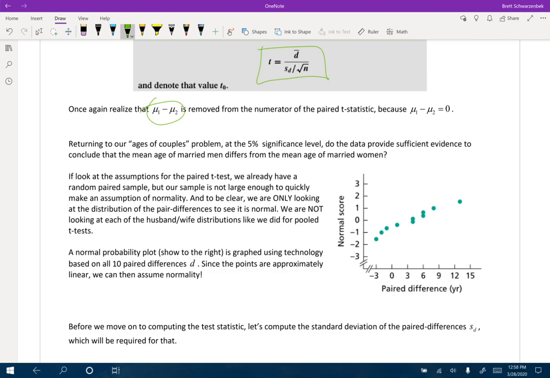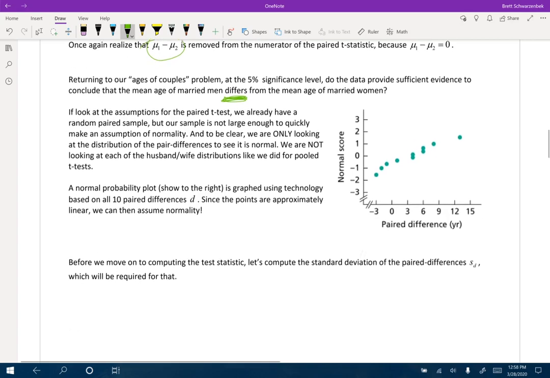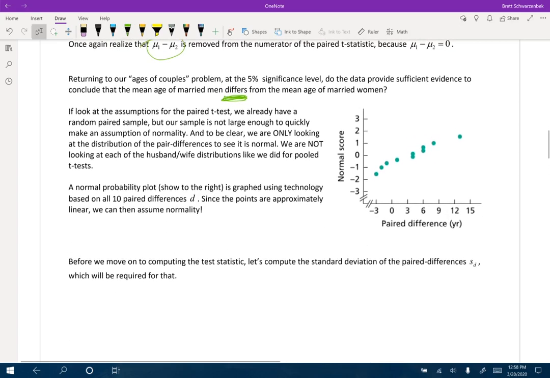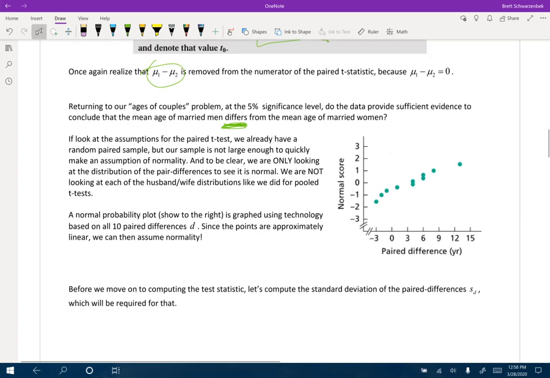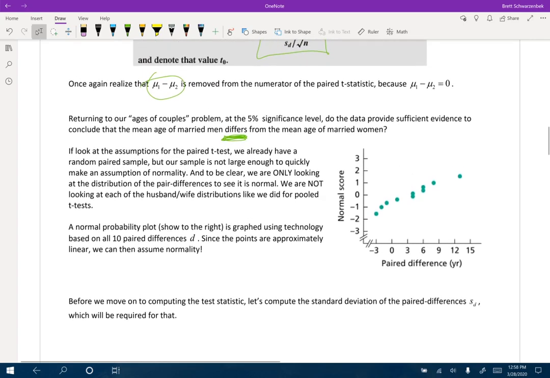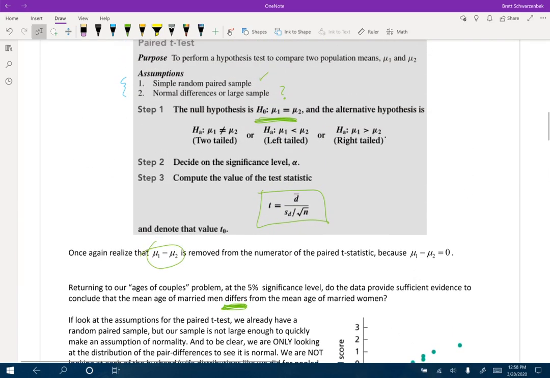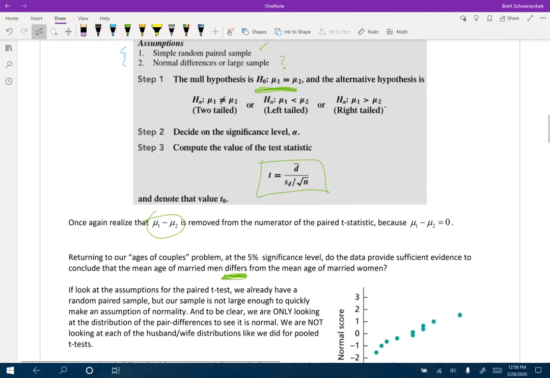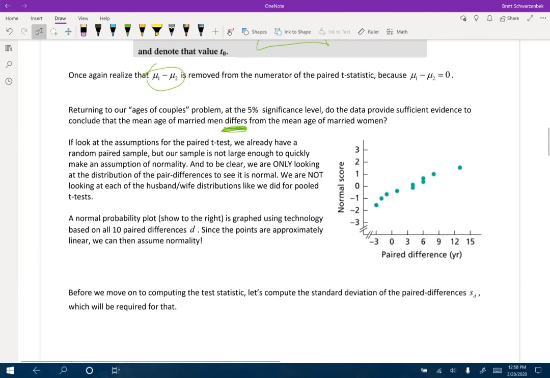Okay, so by now you should be experts at locating the key words. So clearly we have a differs, which means this is going to end up being a two-tailed test eventually. We'll tackle that in a second once again. But before that, we want to talk about these assumptions. We talked about how we do have randomness, but do we have normal differences? We only have 10, so I'm going to read this.